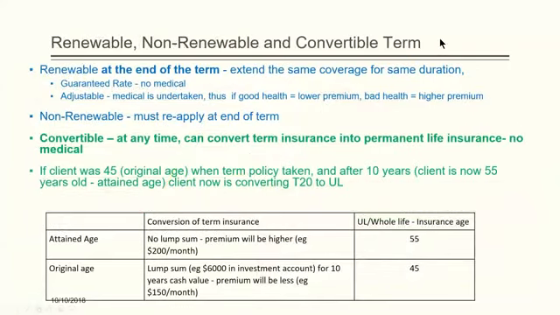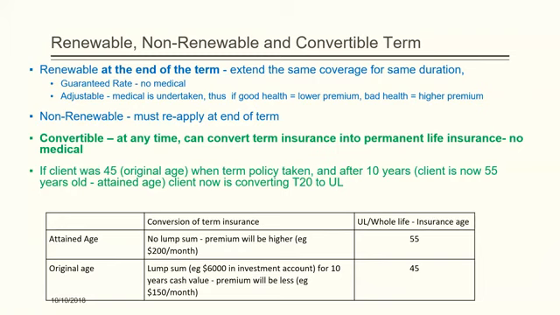For term, in this section we're talking about term policies only. Term policies can be renewable, non-renewable, and or convertible. Renewable means that at the end of the term, if you have a 10-year policy, you can extend the policy for the same coverage. If you have a policy for $250,000 for 10 years, you can extend it for another 10 years for the same coverage. And there are two types of that: guaranteed rate and adjustable.